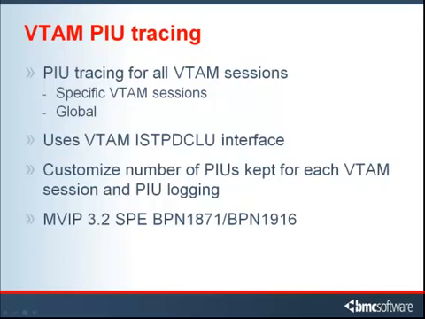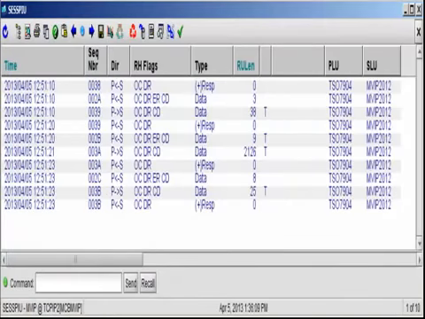To display the VTAM PIUs, use the DT action from the VTAM session views. Using the DT action will open the SES PIU view. From there you can drill down to the SES PIU D view to see more detailed information about the SNA PIU. The SES PIU view shows the PIUs for the VTAM session selected.